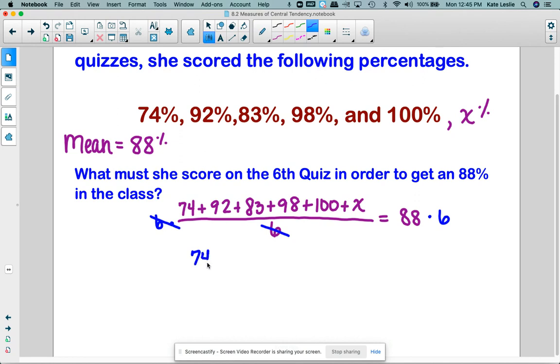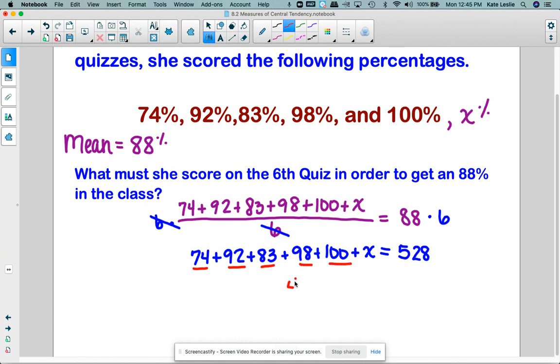So I have 74 plus 92 plus 83 plus 98 plus 100 plus x equals, and then 88 times 6 is 528. Okay, now I can add all of these together. So if I add these numbers together, I get 447 plus x equals 528.